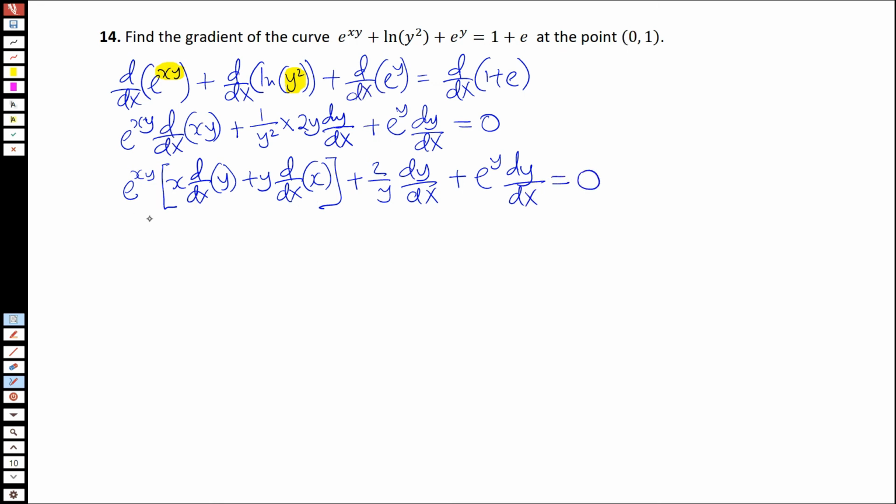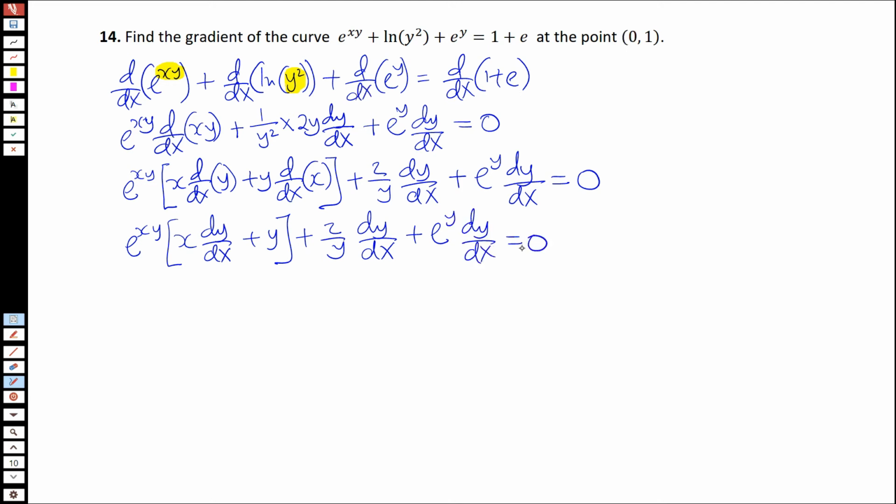Now back to this point, here we have e to power xy multiplied by x dy over dx plus y, because the derivative of x is 1, plus 2 over y dy over dx plus e to power y dy over dx will be equal to 0. And then here we can expand the bracket. Actually, there's no point. Let's just leave it like that because we are interested in finding the gradient of the curve at the point (0, 1).